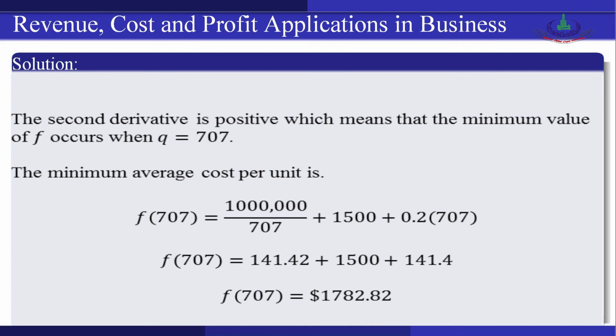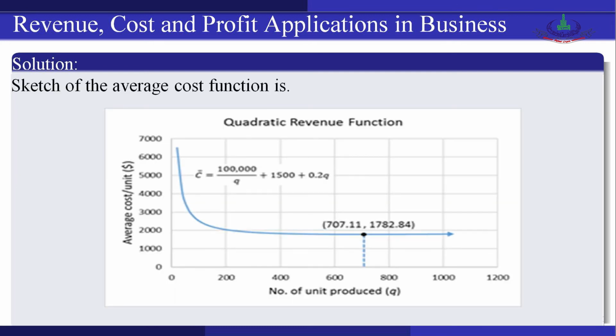So we calculate by putting Q is equal to 707. So we get 1 million divided by 707 plus 1500 plus 0.2 multiplied by 707. After simplifications, we get that f of 707 is equal to $1,782.82. Dear students, now you can see this on the graph.